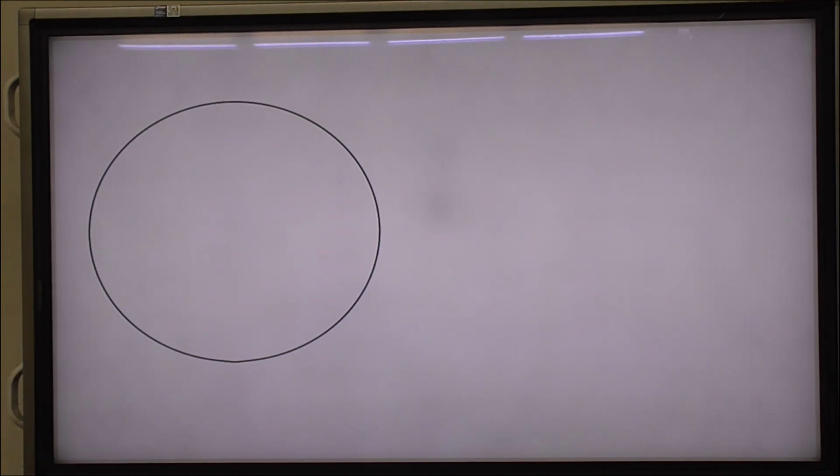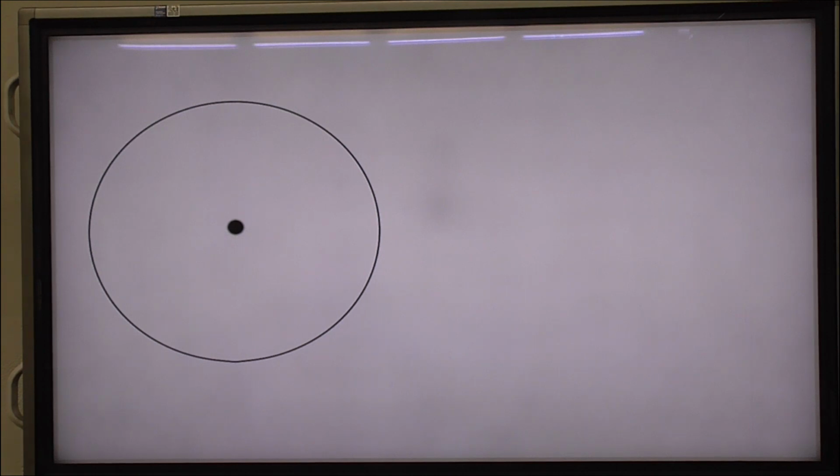Alright, so if anybody is unsure, this is what a circle looks like. Let's go ahead and label some parts of our circle. The first part I'm going to put on my circle is my center. It's not going to be exactly where the center is, but I'm going to guesstimate where my center is, and I'm going to put my center right here.